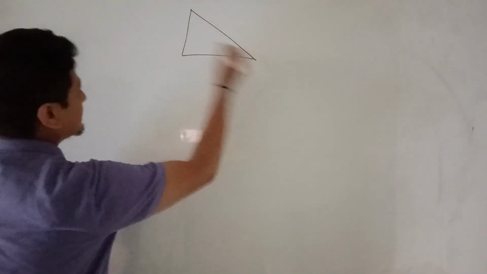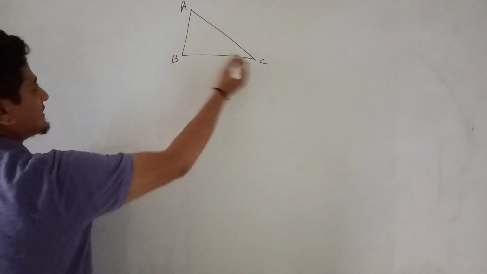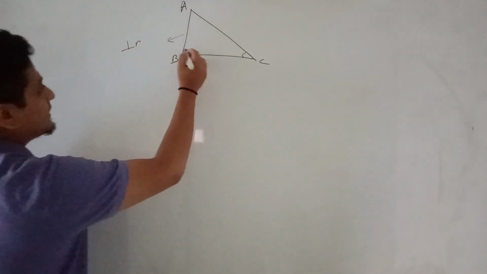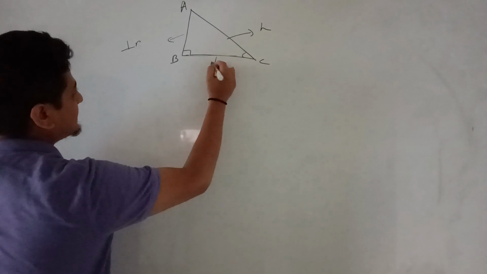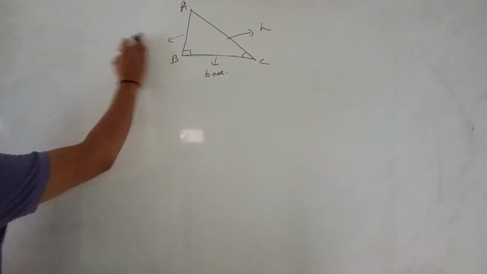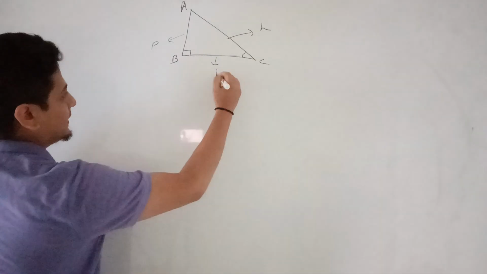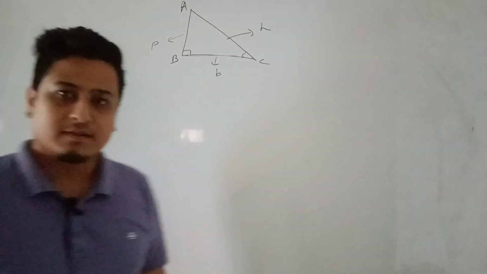See, this is a right angle triangle ABC. Suppose I consider this particular angle, so I am taking this AB as the perpendicular. This is the hypotenuse and this BC is the base. For perpendicular I will be using the initial P, for base it will be B, and for hypotenuse it will be H.